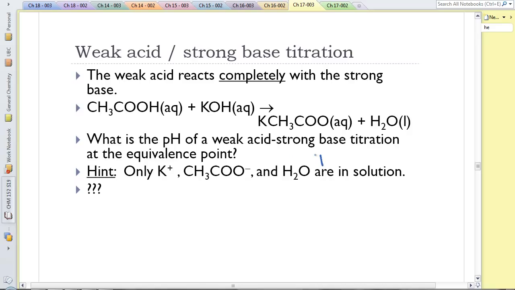Now, weak acid, strong base, the pH is not 7 at the equivalence point. Okay, so keep this in mind. It only equals 7 for a strong acid, strong base. For weak acid, strong base, or weak base, strong acid, it is not 7. So let's look at what we get.